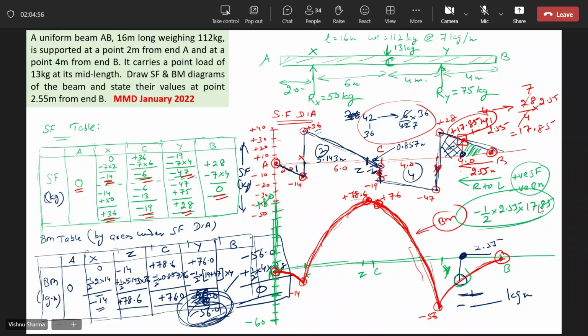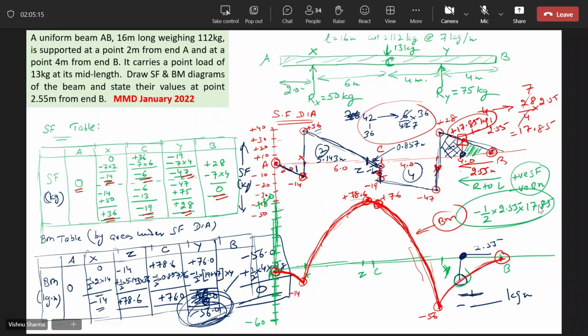Somebody else may say, I'll calculate the value by triangle and I'll take the sign from the diagram. That is also possible. But if you're calculating triangle in a hurry, you should not end up writing plus value of the BM. BM will be minus at that point. So you understand the risk, Abhinav?